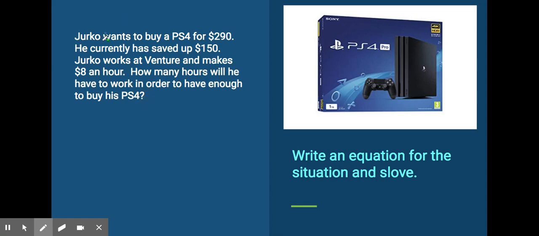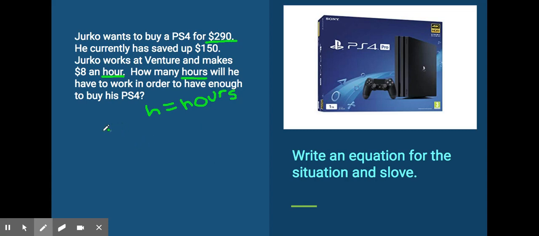Okay, so he wants to buy this PS4 for $290. We need to go ahead and write an equation so that we can solve to figure out how many hours he will have to work. Okay, so first we need to define a variable. Usually the variable is what you're trying to figure out. We're trying to figure out hours. So let's say we're going to use H in our equation to represent hours.